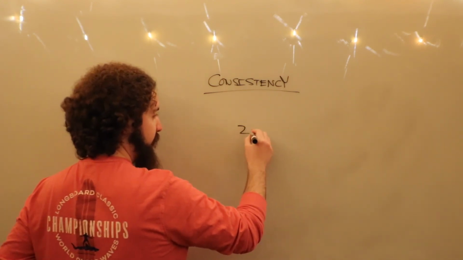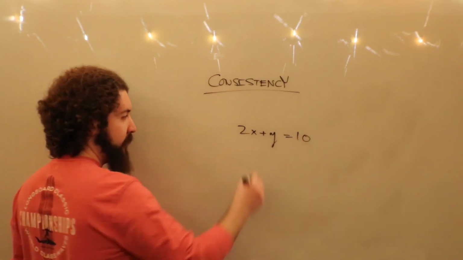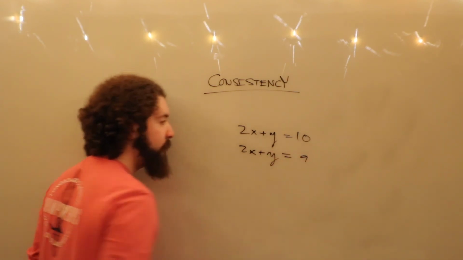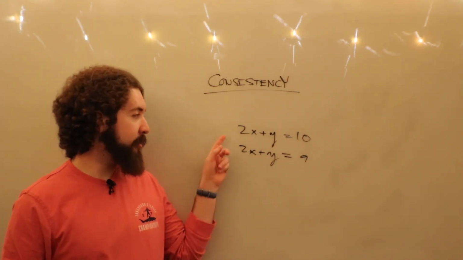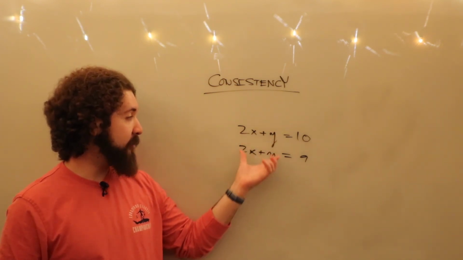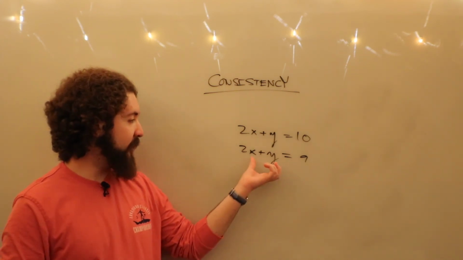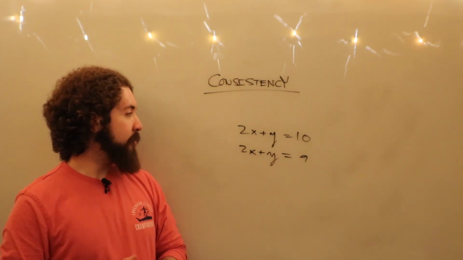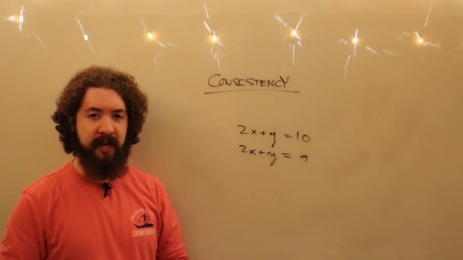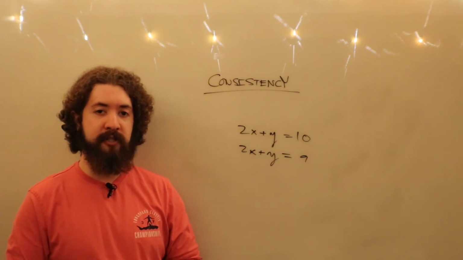For instance, 2x plus y is equal to 10, and 2x plus y is equal to 9. These are incompatible, you should see, because 2x plus y, what's on the left on both sides, can only have one value for each given x and y, right? So if 2x plus y is equal to 10, it cannot also be equal to 9. So this is an example of an inconsistent system of linear equations.